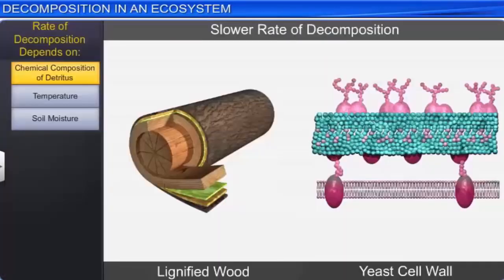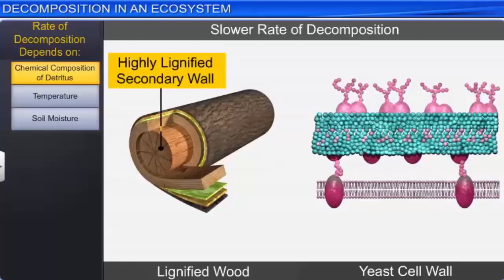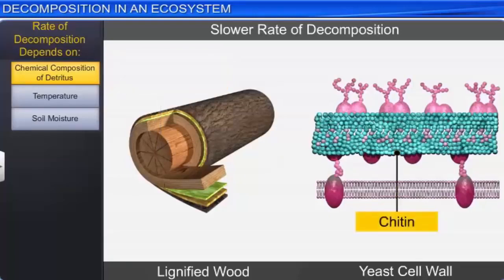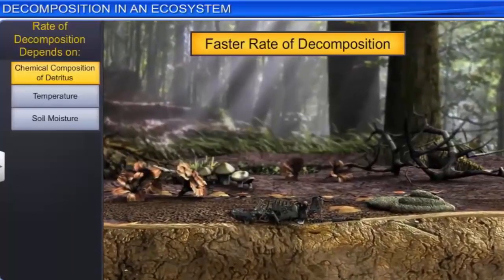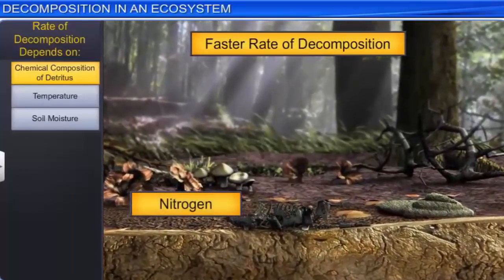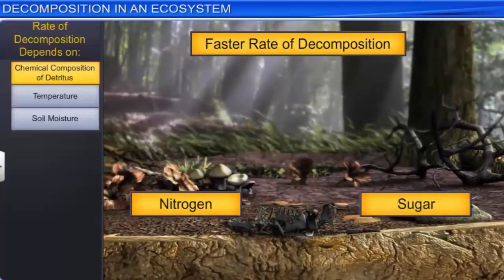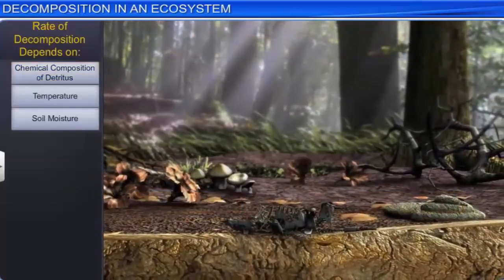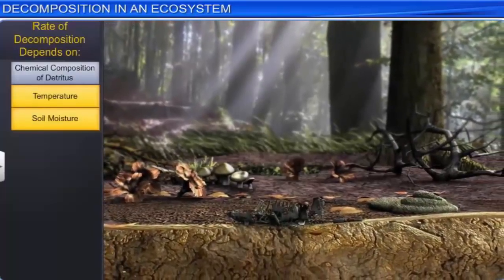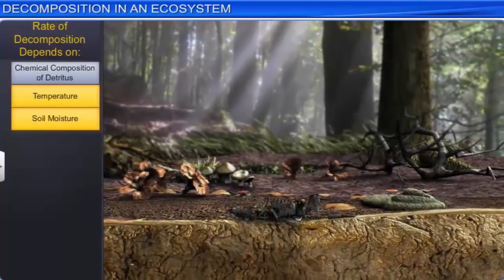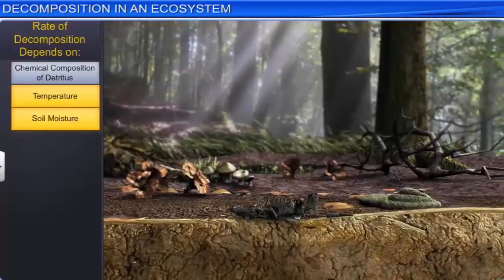For a particular temperature, the rate of decomposition is slower if the detritus is rich in substances like lignin and chitin, and is faster if the detritus is rich in nitrogen and water-soluble substances like sugars. Climatic conditions such as temperature and soil moisture affect the activity of microbes, thus affecting the rate of decomposition.